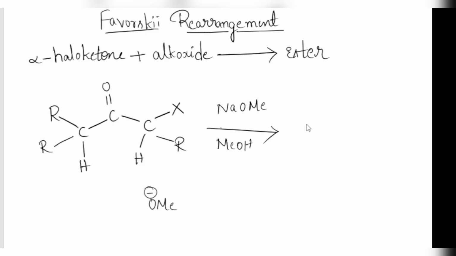Finally we will get, here R will be there. I will write the final product over here, and afterwards I will discuss the mechanism. Here finally I will get R, here CH2, then CH2, then C double bond O, OMe. This is the final product, and now we'll discuss the mechanism.